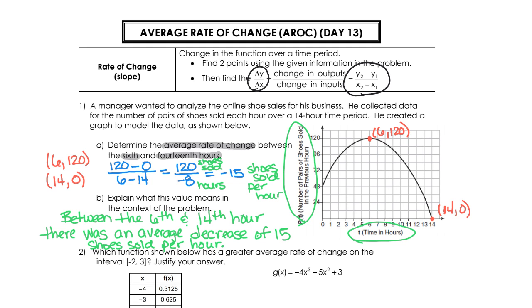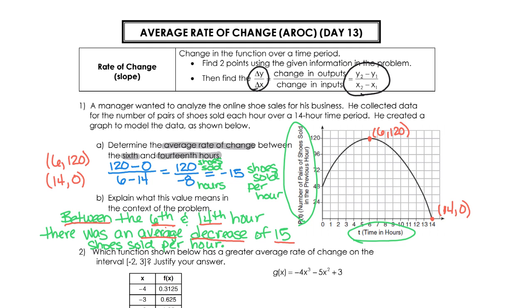Okay, and so that is how I always try to write my explanation. I always say between what two X values they gave me, okay? I always say that there was an average, because it's not that there was 15 shoes sold per hour. It was an average of 15 shoes. I always say whether it's an increase or a decrease. So if it comes out positive, you would say increase. If it comes out negative, you say decrease.